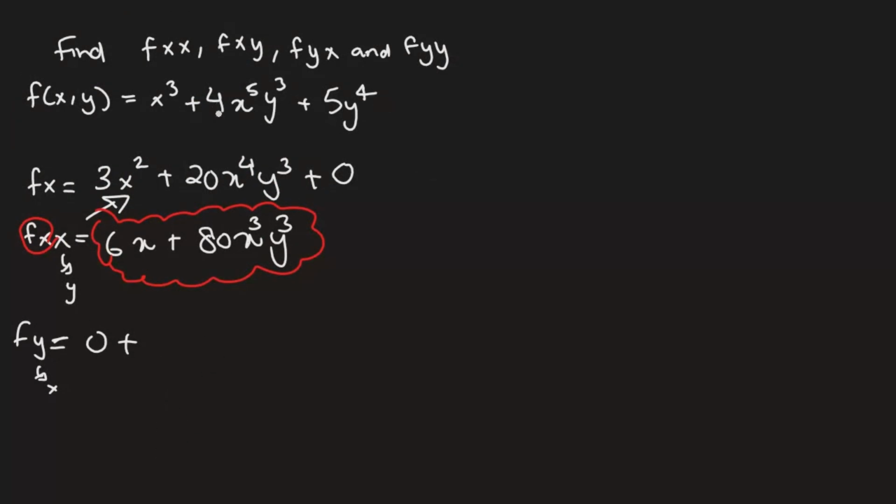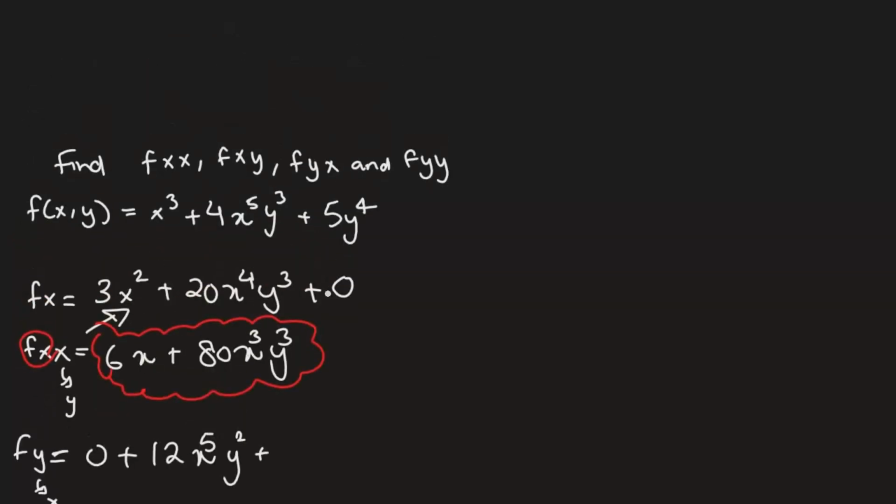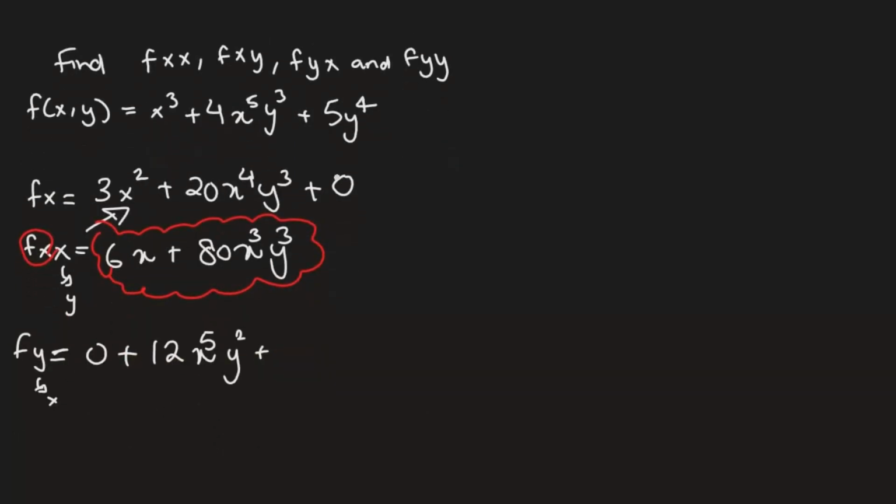Okay, so bring the 3 down. So 4 times 3, that's 12. x is a constant, it just stays in there, and then subtract 1 from the y. Now bring the 4 down. So this is 20y, subtract 1 from it. So this is it for f_y.